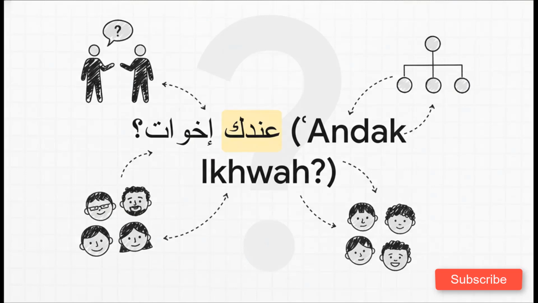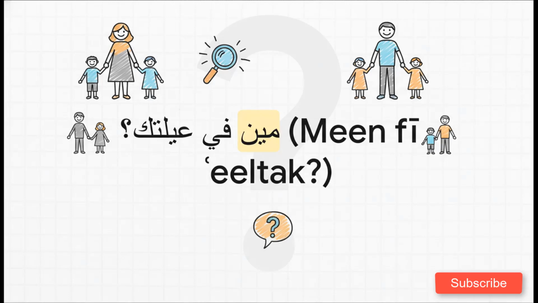All right, let's flip the script. How do we start asking the questions? Well, this is a classic conversation starter right here. Andak means do you have, and ikhwa is the word for siblings. So you just ask, andak ikhwa. And here's another great question to have in your back pocket. Min means who. So min fi ailatak is literally who is in your family. It's a really direct but friendly way to get to know someone better.